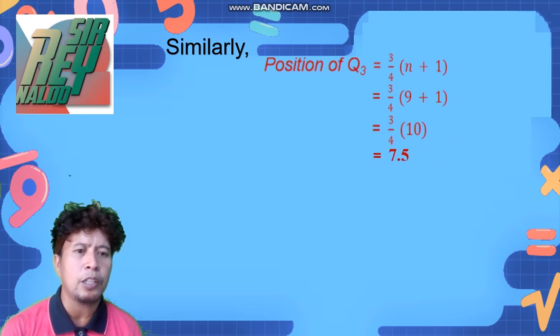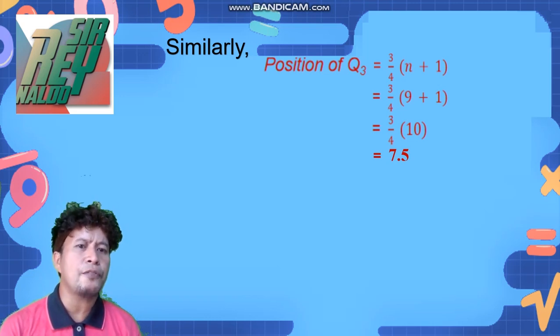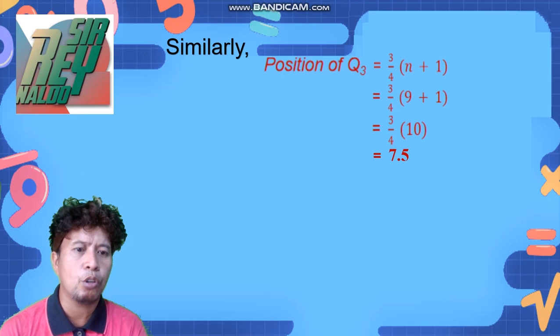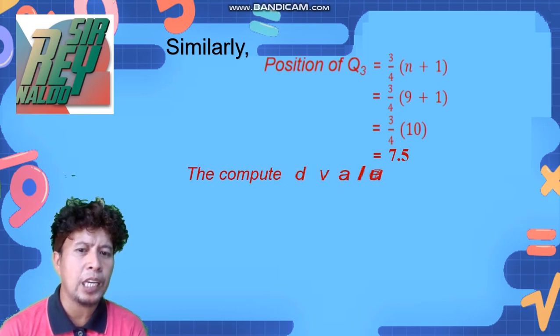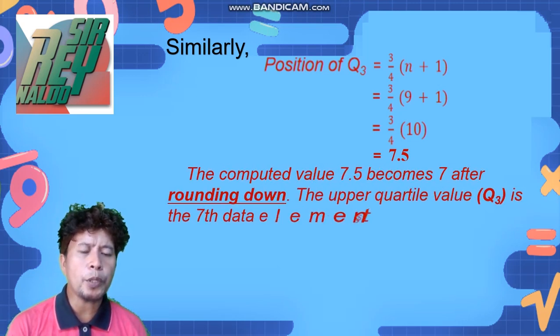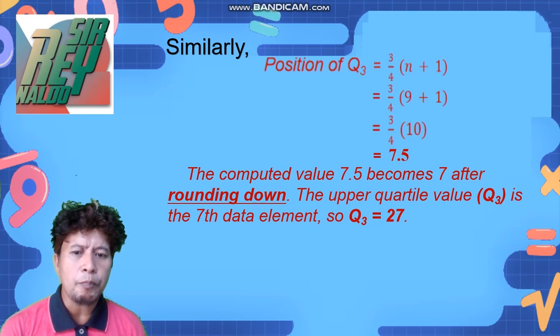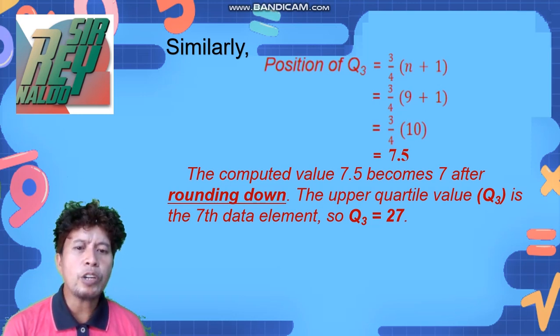So dito tayo ngayon. Since our rule states that if we have the position value halfway between two integers, we will always round down. So yung 7.5 ay magiging 7. So the computed value 7.5 becomes 7 after rounding down. The upper quartile value of Q3 is the 7th data element. So bibilangin natin mula sa given, anong number yung pang 7 na data element? And that is equivalent to 27.